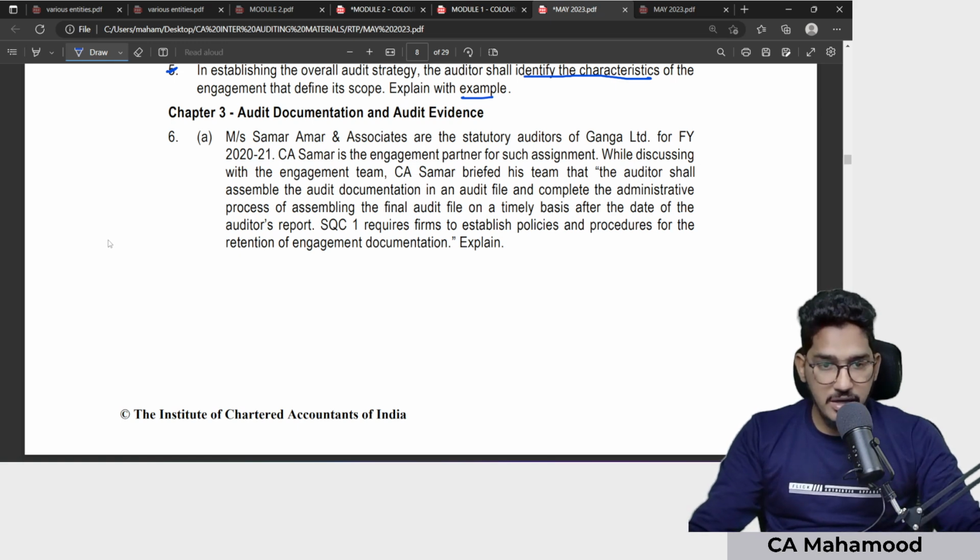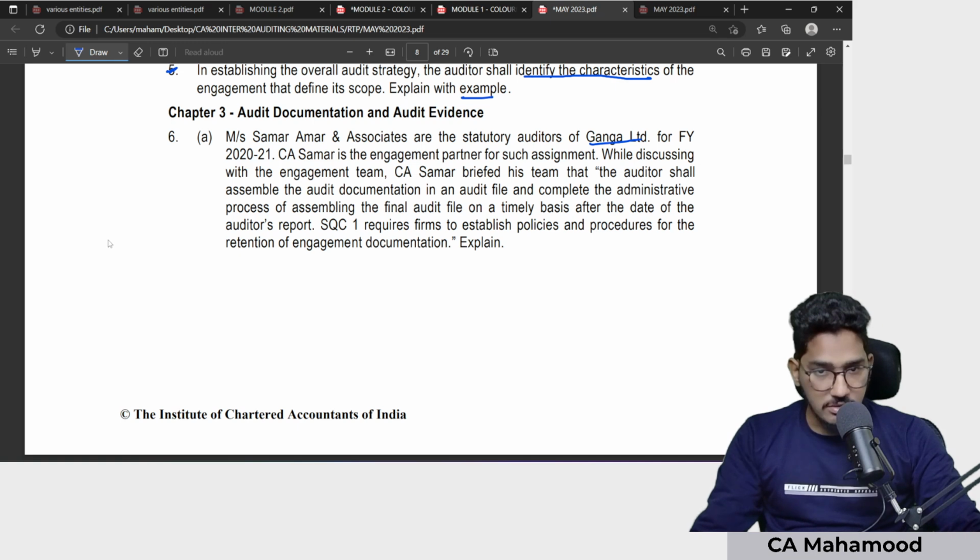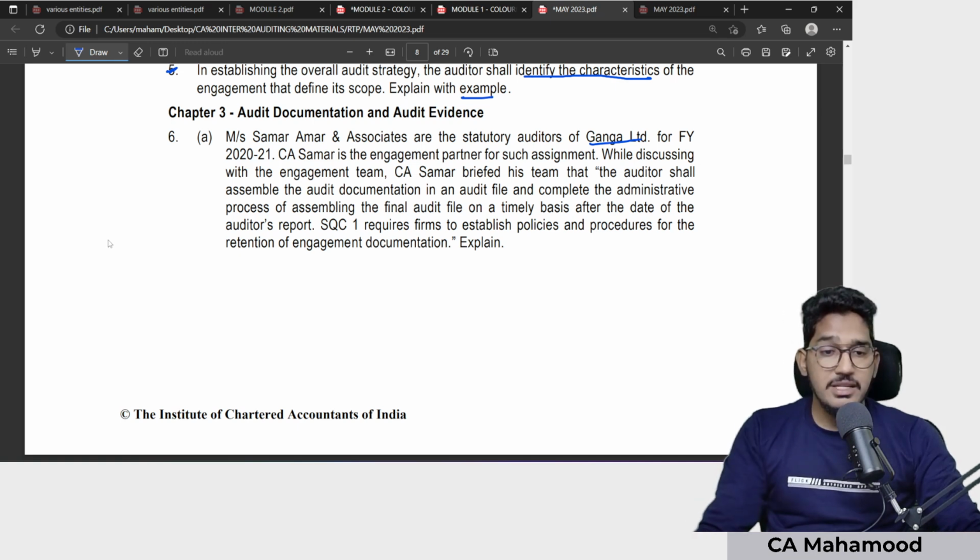Mrs. Summer Amar and Associates are the statutory auditors of Ganga Limited for the financial year 2020-21. CA Summer is the engagement partner for such assignment. While discussing with the engagement team, CA Summer briefed his team that the auditor shall assemble the audit documentation in an audit file and complete the administrative process of assembling the final audit file on a timely basis after the auditor's report. SQC requires firms to establish policies and procedures for retention of engagement documentation.